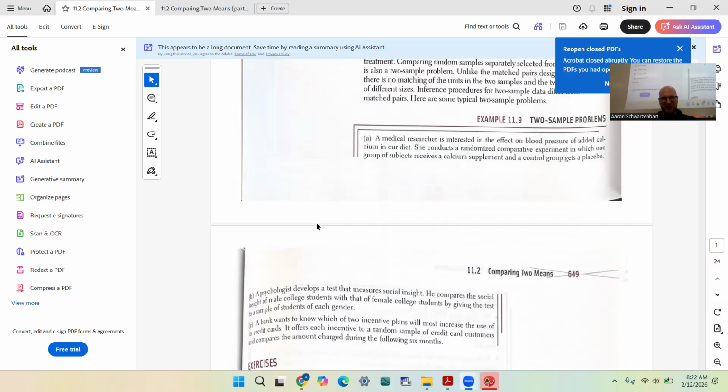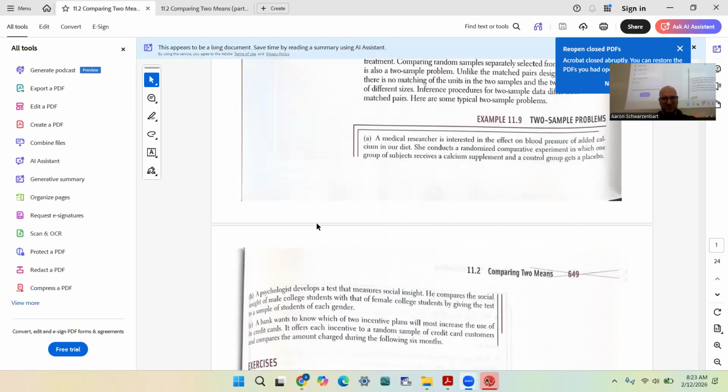So, a medical researcher is interested in the effects on blood pressure of added calcium in our diet. She conducts a randomized comparative experiment in which one group of subjects receives calcium supplement and the other gets a placebo. Two sample. Different subjects in each with different treatments.